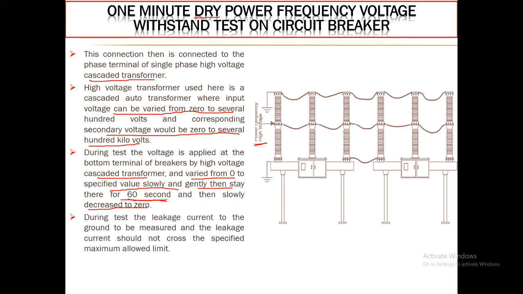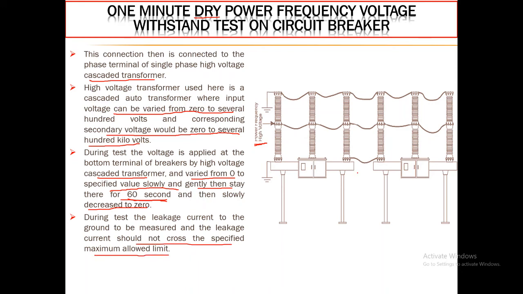During this dry power frequency withstand voltage test, as well as under the wet test, the leakage current to the ground is to be measured. That is one aspect through which one can assess the quality of the insulation. The leakage current should not cross the specified maximum limit.